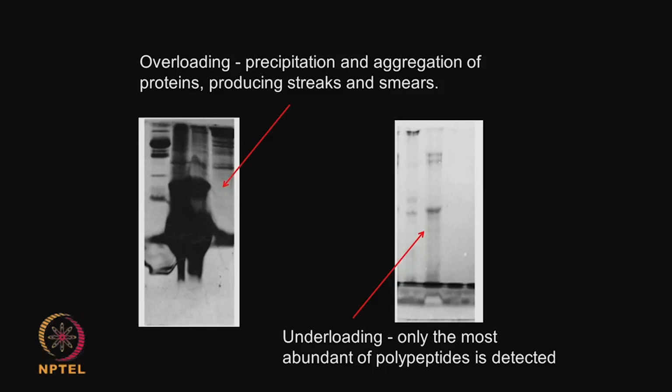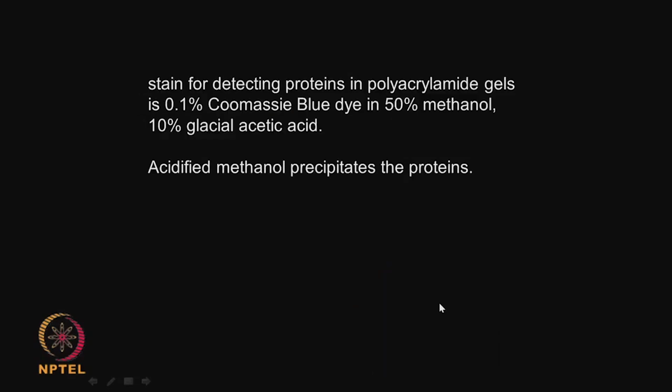Sometimes it is called overloading, sometimes underloading. For example, this is an overload, with precipitation and aggregation of proteins, so it is producing streaks and smears. This is an underloading; you have not loaded enough protein here, so we see very light bands and only the most abundant polypeptide is detected. The less abundant ones are not detected because you have underloaded your protein.